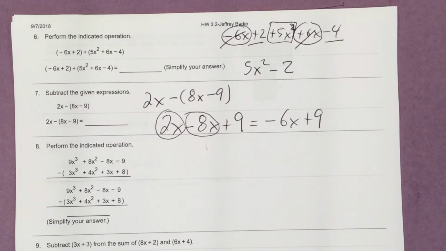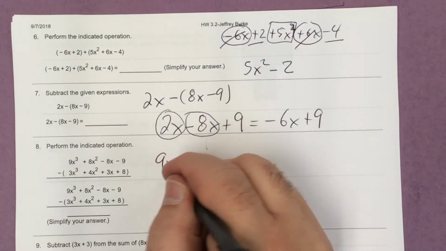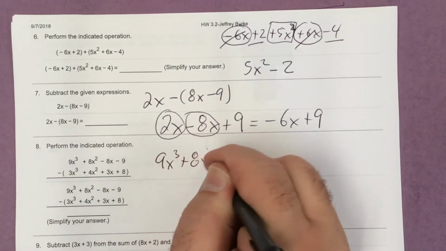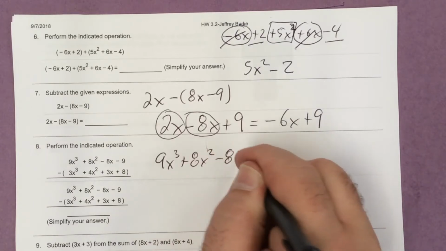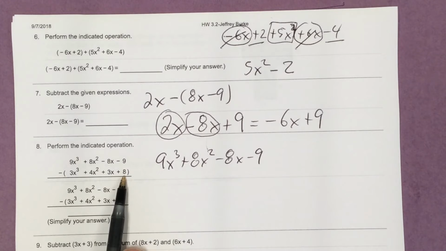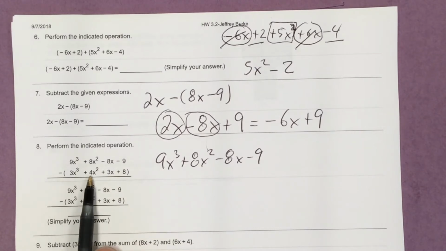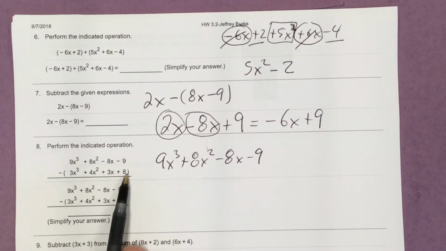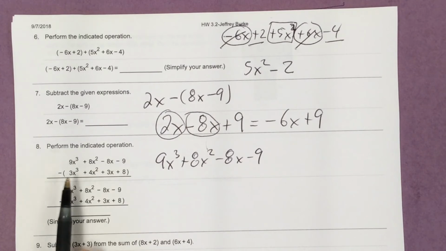So all I'm going to do for this one is keep the top the same. So it's going to be 9x to the third plus 8x squared minus 8x minus 9. But all I'm going to do now is write all the terms on the inside. This is positive, this is positive, this is positive, this is positive. I have a negative on the outside. All these positives are now going to become negatives.